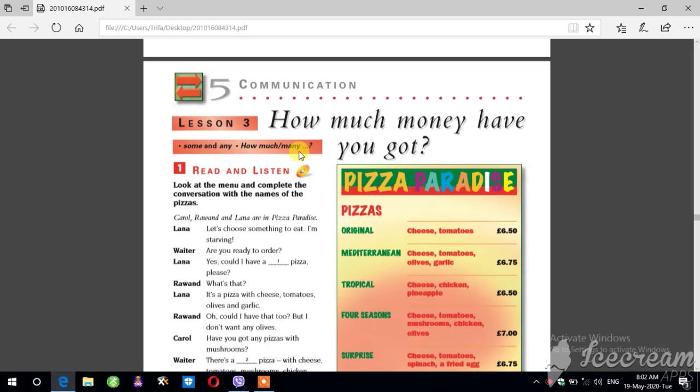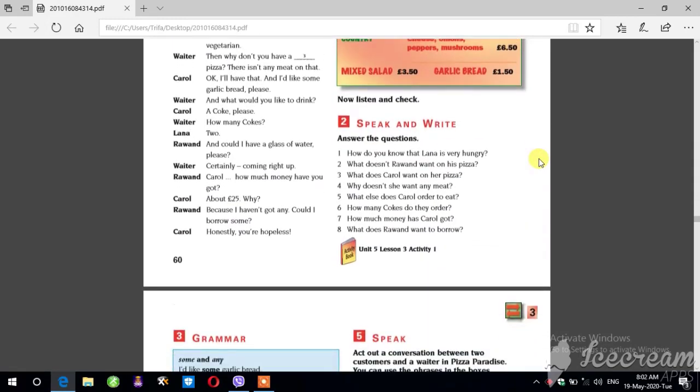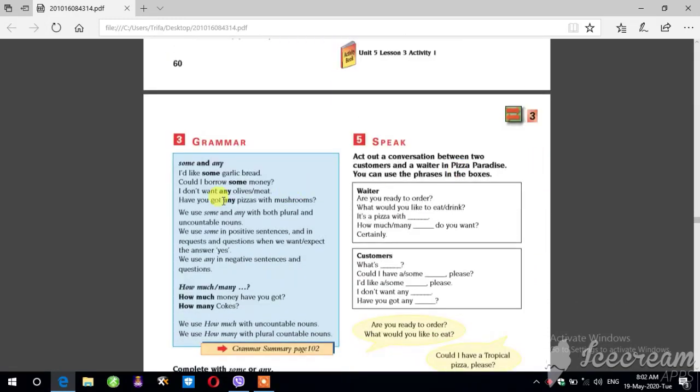Okay, if we look at the grammatical structure, we have to look at here. Point 3 grammar: some and any, how much, how many. The first one, some and any: we use some, any somehow in the middle of the sentence, but before the words that we talk about, whether countable or uncountable, like garlic, olives, meat, pizzas.